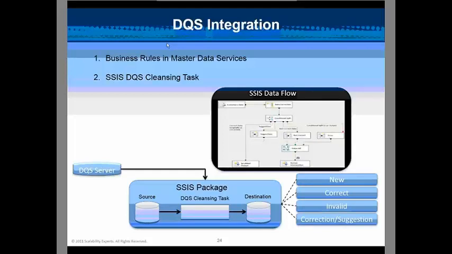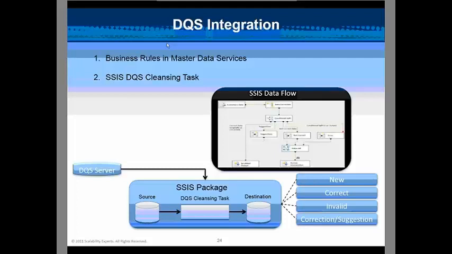Presently, I'd like to say that we could do dedupes with DQS within SSIS, but we can't. Right now, we're only presented with a data quality cleansing tool. But even still, with the DQS cleansing task, we can tell whether it's new, incorrect, invalid, or make suggestions out of the SSIS package.